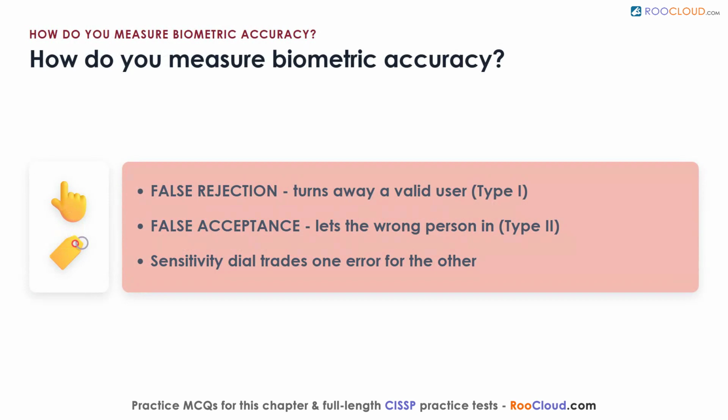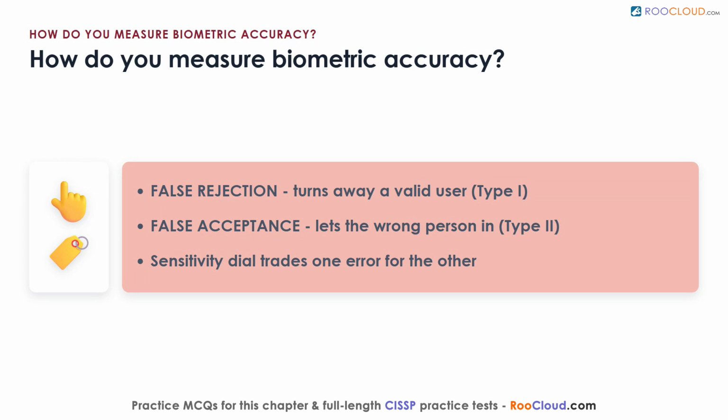How do you measure whether a biometric device is accurate? You look at the errors it makes. A false rejection happens when the system turns away a valid user, also called a false negative. And its measure is the false rejection rate, sometimes labeled a type 1 error. A false acceptance happens when the system lets in the wrong person, a false positive, measured by the false acceptance rate, a type 2 error.